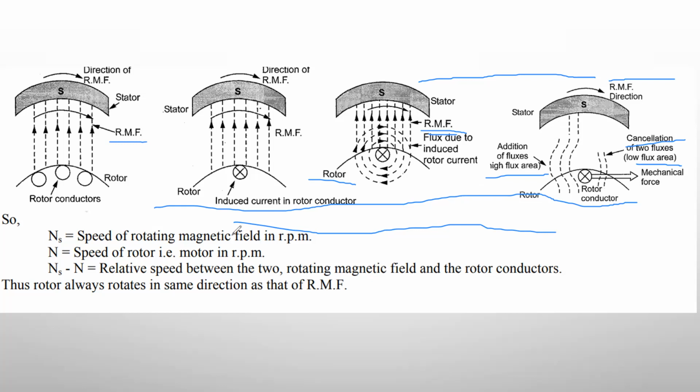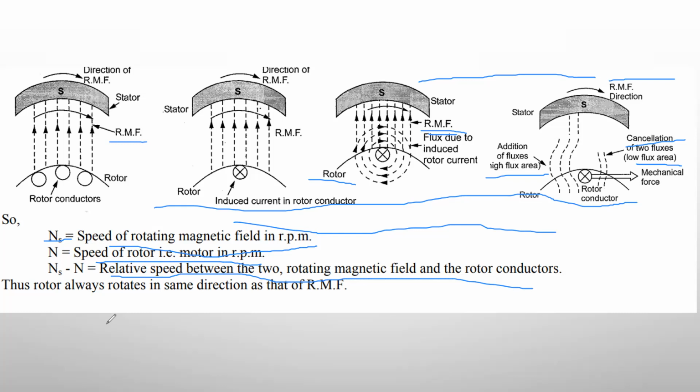So Ns is the speed in RPM, that is your rotating magnetic field speed. Ns is the synchronous speed. N is the speed of the rotor in RPM. Ns minus N is the relative speed difference between the two. So there should be some relative speed difference, which is lost in the slip.